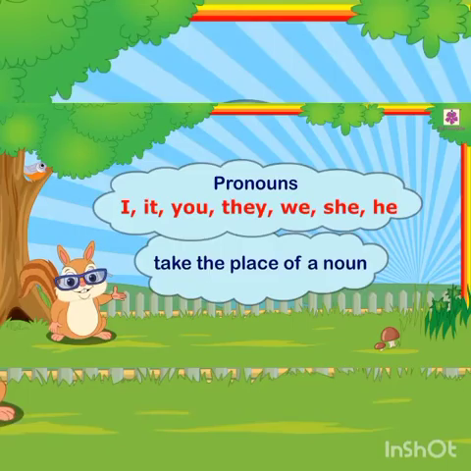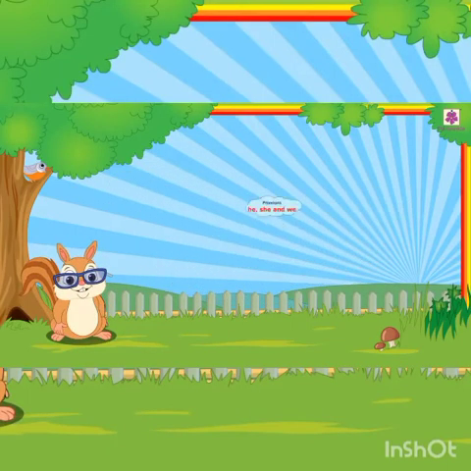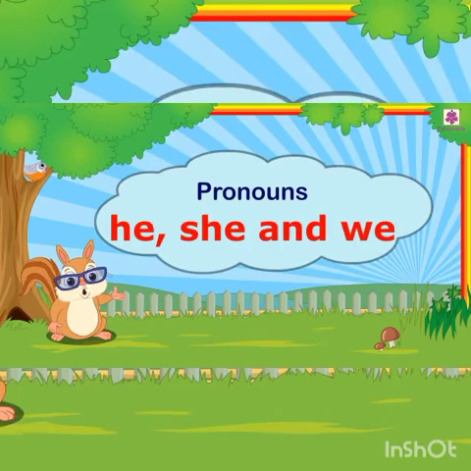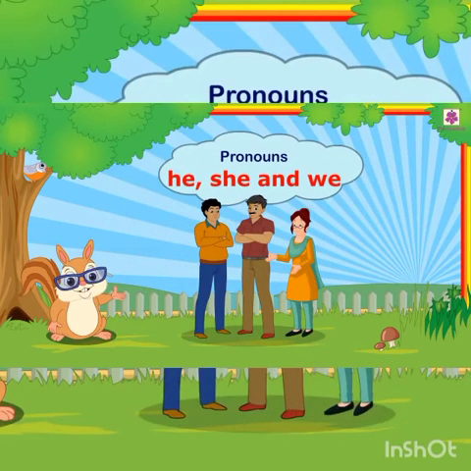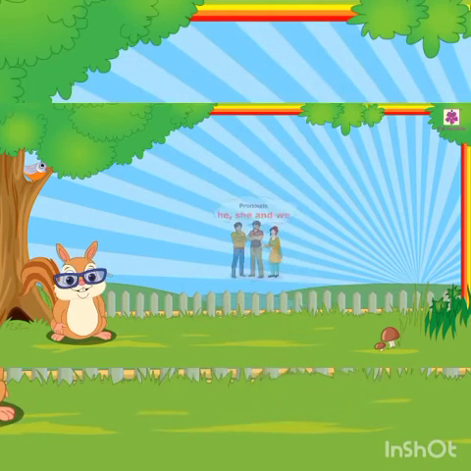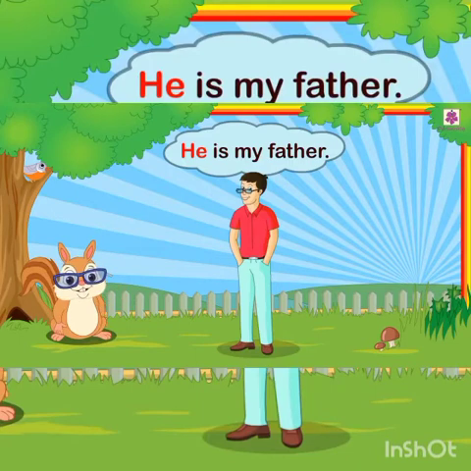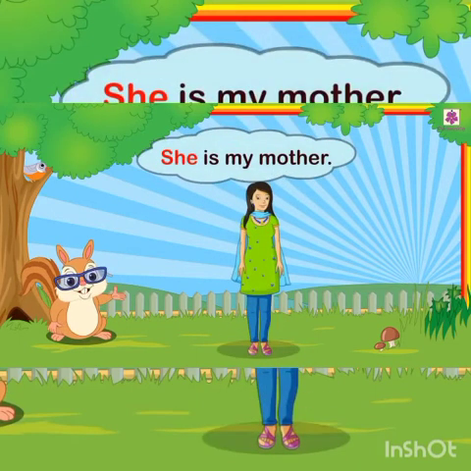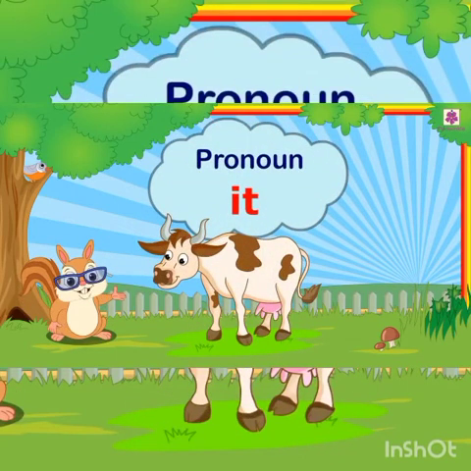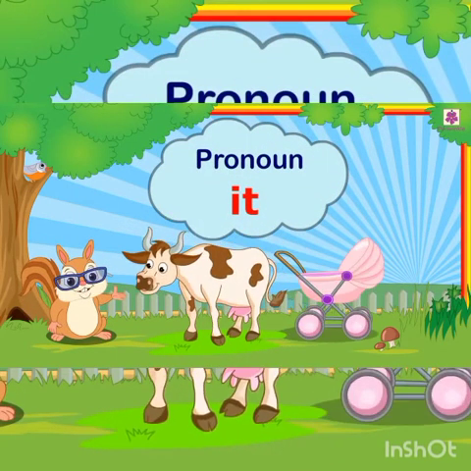Now let's revise our concept of pronouns. You know, pronouns are the words that take the place of a noun like he, she, we, they, it, etc. We will further discuss it with the help of different sentences like he is my father. You can see in this sentence we are using he instead of the name of the father. So he is a pronoun because we are using it in the place of a noun. She is my mother. Here we are using she in the place of a noun. So she is a pronoun. Students, we also use it for the animals or for non-living things. I hope you revised the concept of pronouns.